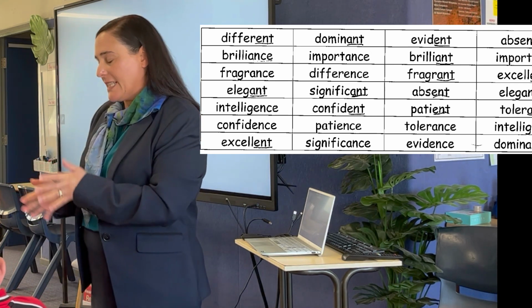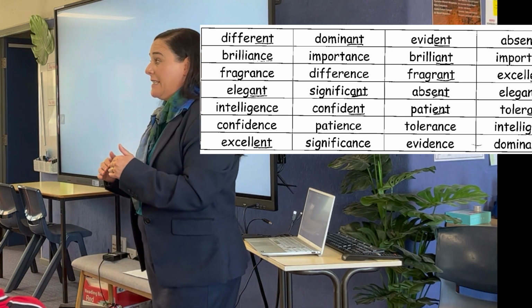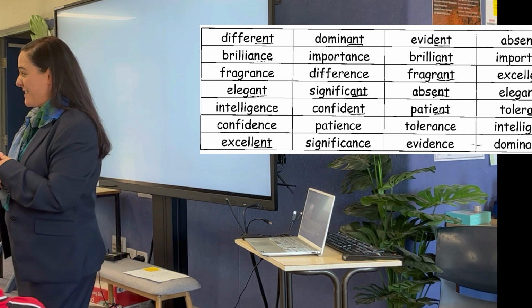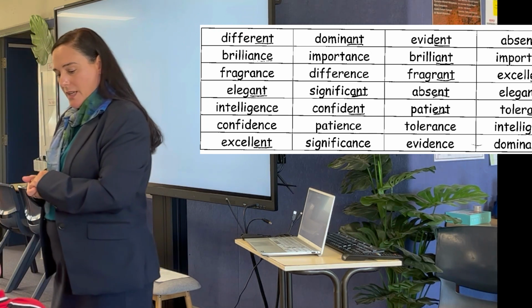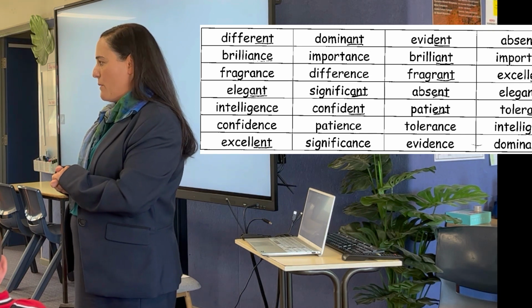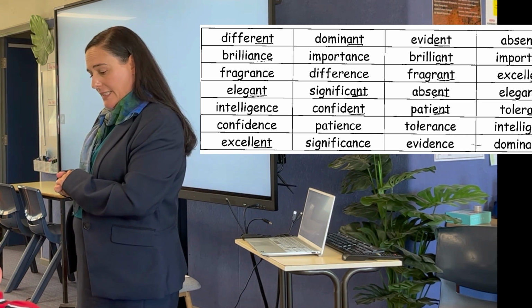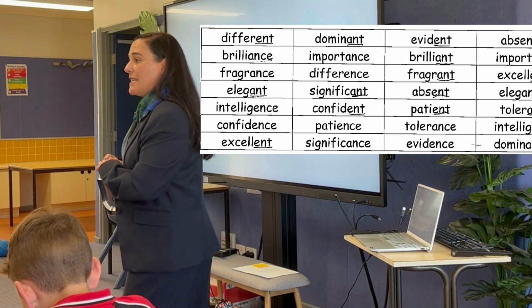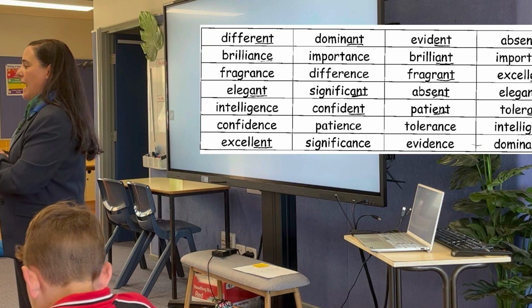And then the next word below that is brilliance. There's no ENT or ANT at the end of that word, so it mustn't be a base word. What about the word after it? We've got fragrance. Read that word aloud. Fragrance. The next word, elegant. Oh, elegant has ANT, doesn't it? Underline ANT.